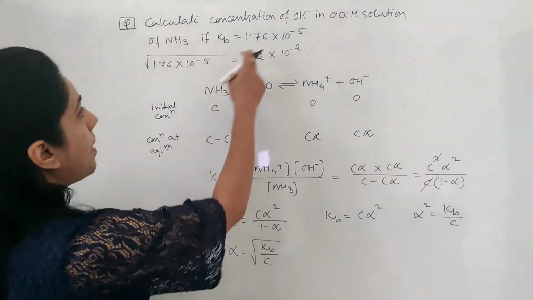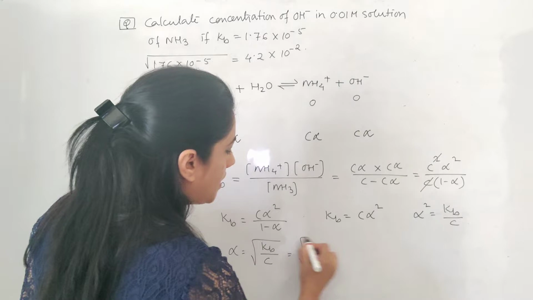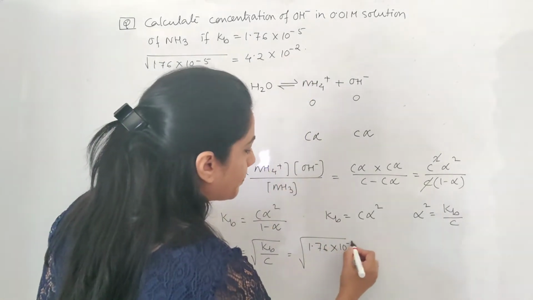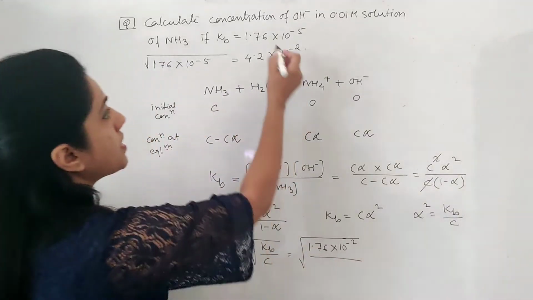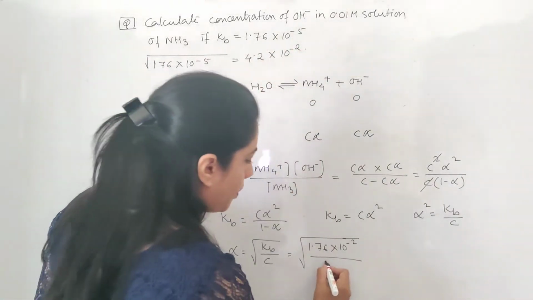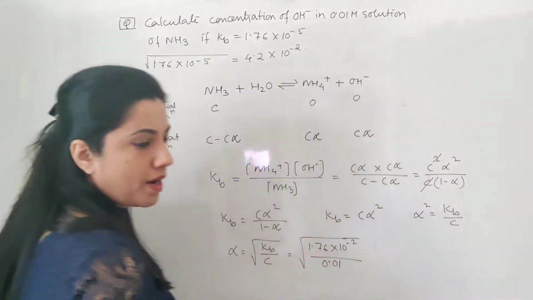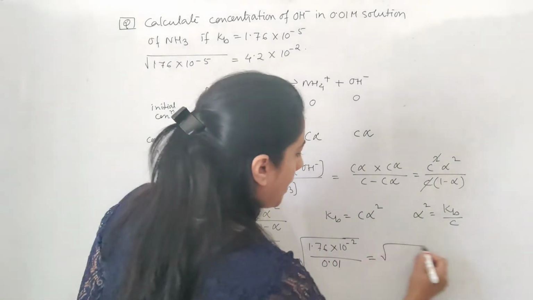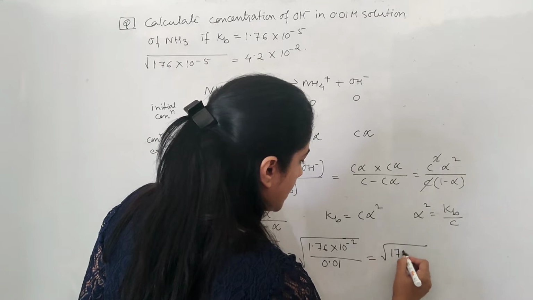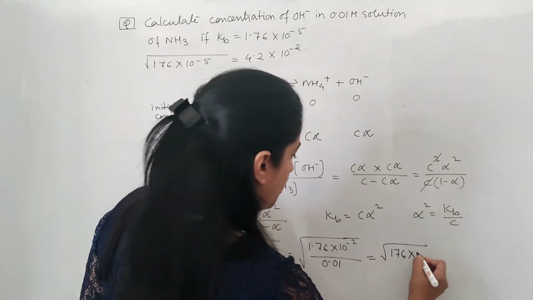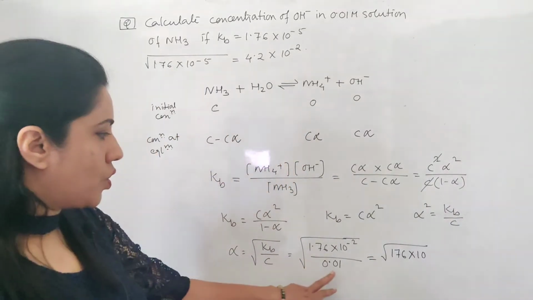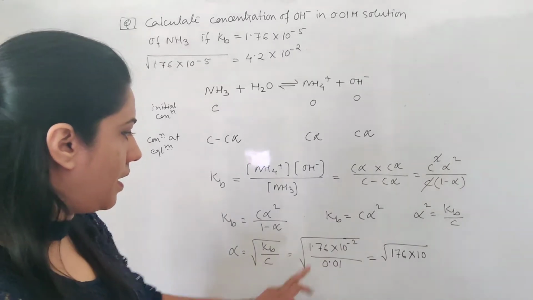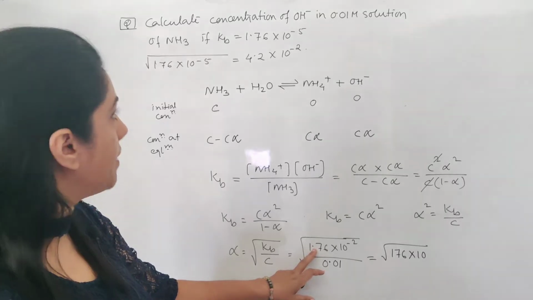Value of Kb is coming 1.76. They have given this value 1.76 into 10 raised to power minus 2, and the concentration is given 0.01 molar. So put it here, 0.01 molar. Now we will calculate this. It will come 176 into 10 raised to power. This is 1 upon 100. So that 100 will go up. 1.76.